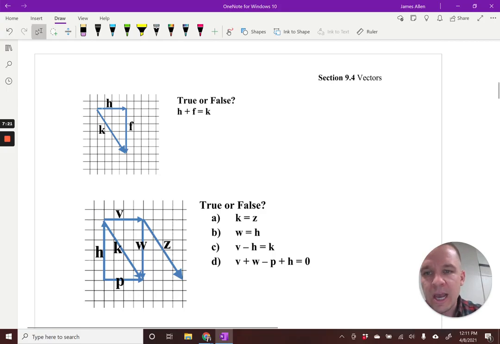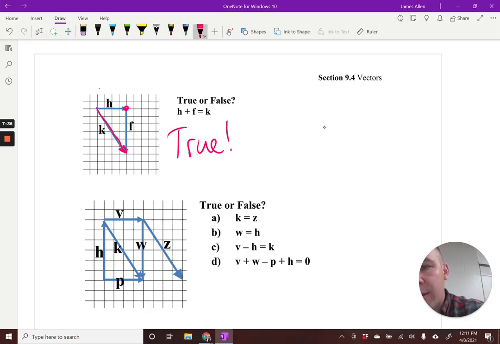All right. True or false? H plus F is equal to K. Well, this time we got our tip to tail going on, and we are connecting it correctly. It's the correct direction. True. So just a reminder, you've got your tail, and that is our start for this one. Then you got your tip, then you got your tail, tip. Beautiful. Tip to tail, and then we connect the tail and the tip.